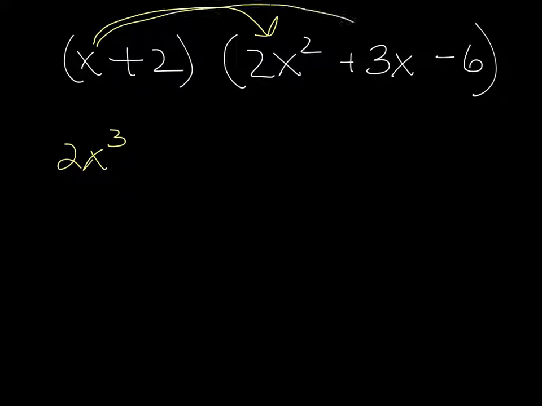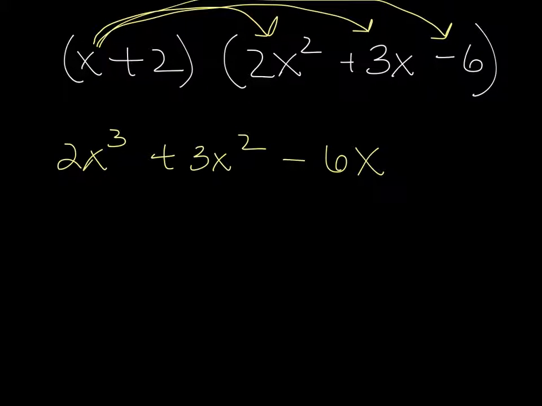If I take x times 3x, x times 3x is positive 3x squared. If I take x times negative 6, that's negative 6x. All right, so I've taken the x times everything in the second parentheses. Now I'm ready to make sure I take the 2 times everything.